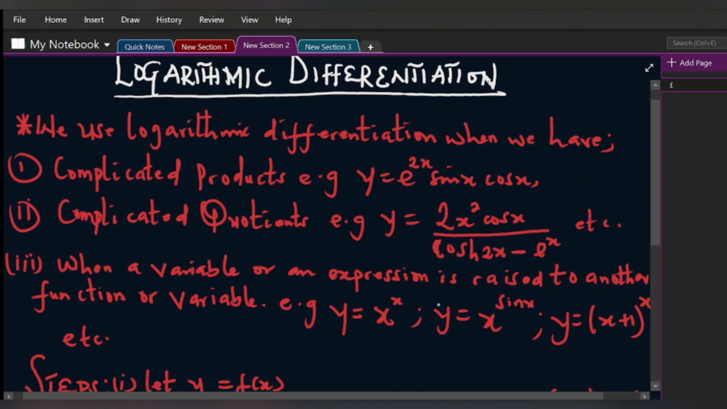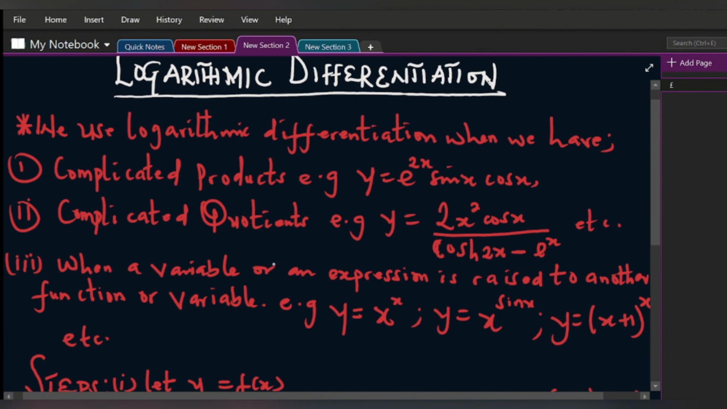All right, so in this video, I'm going to be teaching you how to solve logarithmic differentiation. There is a technique used to solve problems in calculus which we call logarithmic differentiation. It is one of the techniques we can use to solve problems under differentiation.